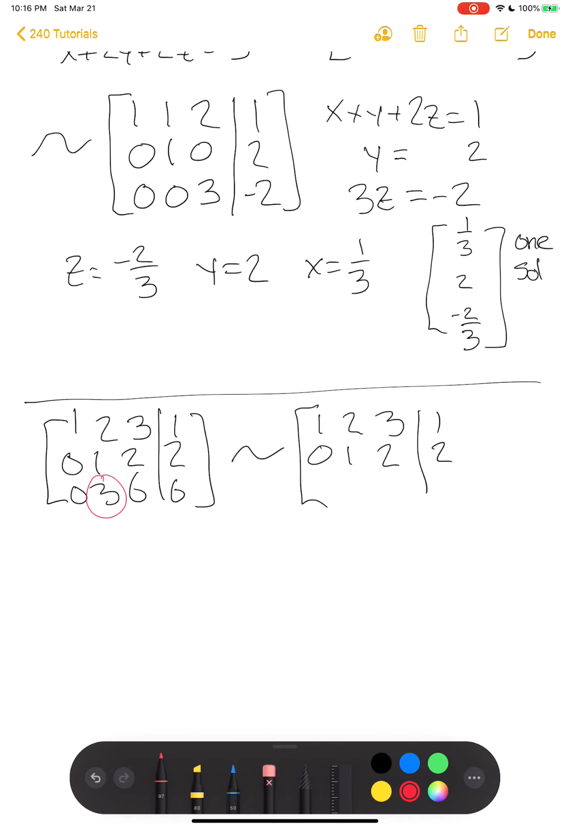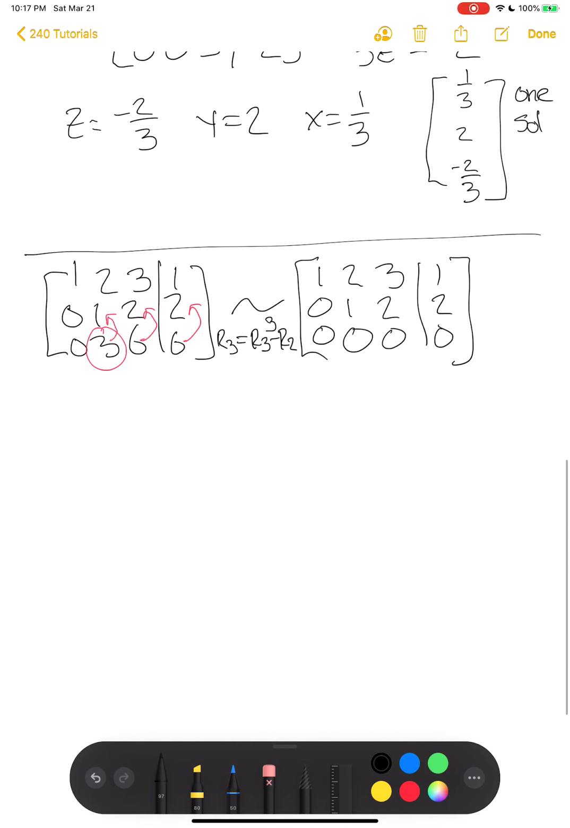I want to get rid of this to get it into row echelon form, right? Because I need a 0 there. So what I'm going to do is I'm going to take row 3 and I'm going to subtract 3 times row 2 off of row 3. And so 0 minus 3 times 0 is 0. 3 minus 3 times 1 is 0. 6 minus 3 times 2 is 0. And 6 again minus 3 times 2 is 0.